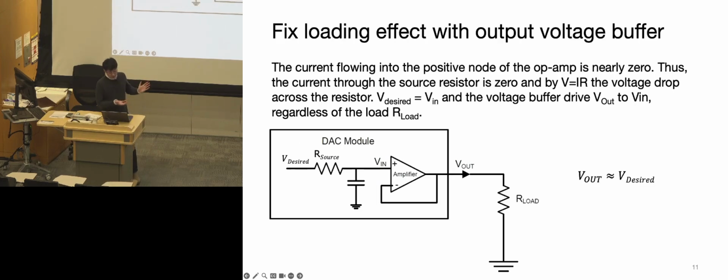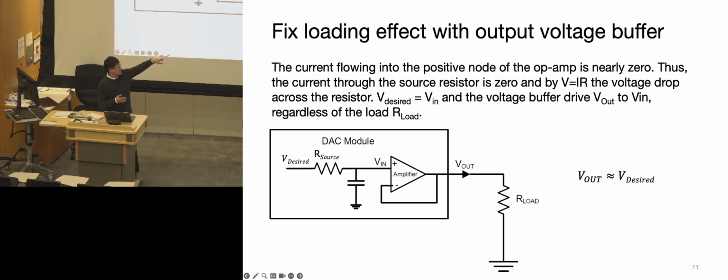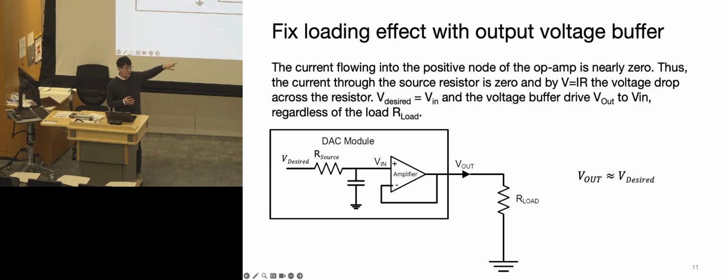So what do we do about this? In practice, we usually add an additional op-amp so that the V in on the positive end of the op-amp is held at roughly the same as the V out. And because R source is usually quite small, hopefully quite small, we could have approximately V out equal to what we desire.